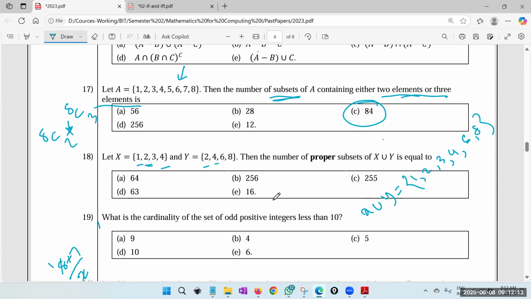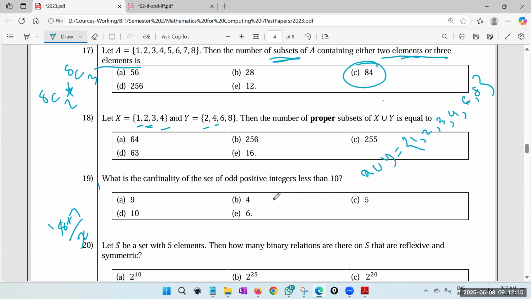Right. How many subsets do we have? That is a power set. That is 2 to the power number of elements. 1, 2, 3, 4, 5, 6. 2 to the power 6. Okay, so that is 2, 4, 8, 16, 32, 64, right? 64.